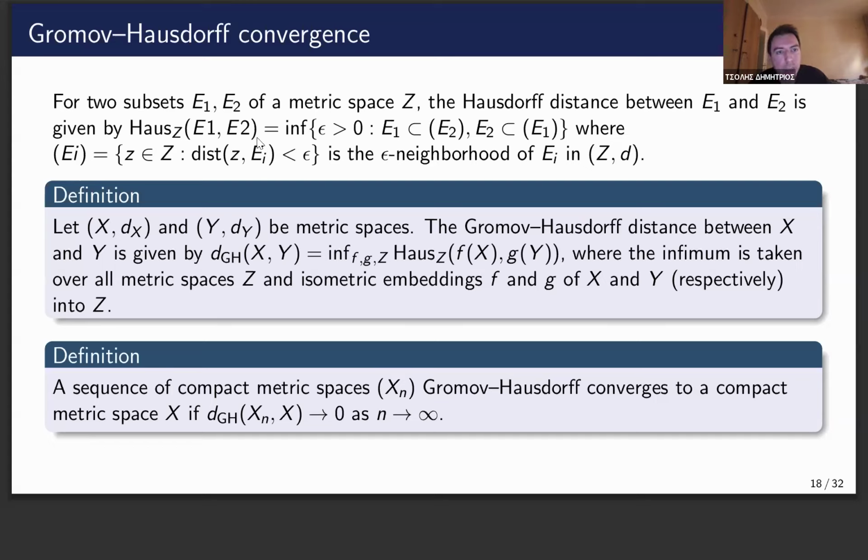So we can first define the Hausdorff distance, which is just the infimum of all epsilon such that E1 is a subset of the epsilon neighborhood of E2, and E2 is a subset of the epsilon neighborhood of E1. The epsilon neighborhood is just, as one can imagine, all the points that are of distance less than epsilon from this set. So this is the epsilon neighborhood, and we want this way to compare those subsets of a metric space.